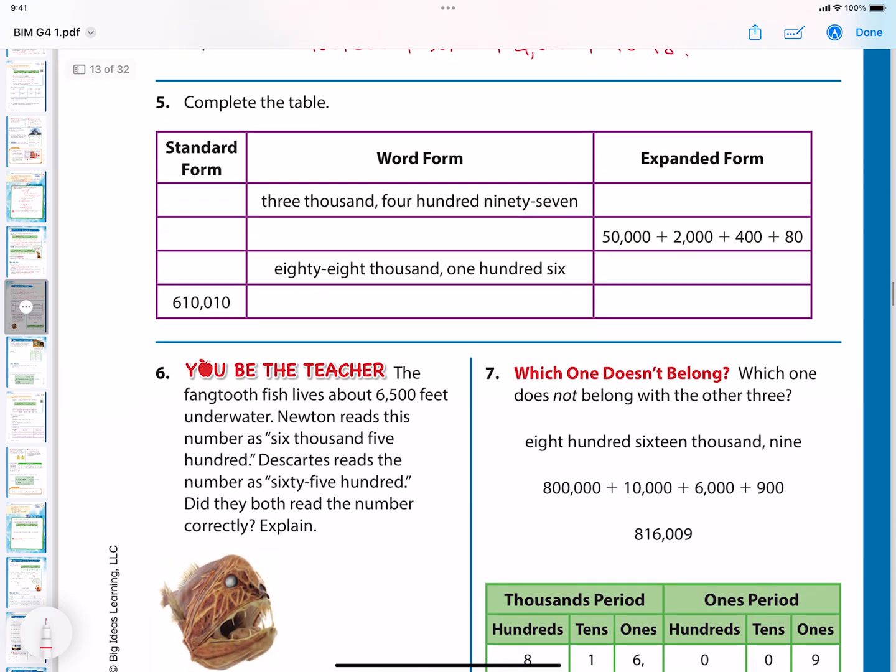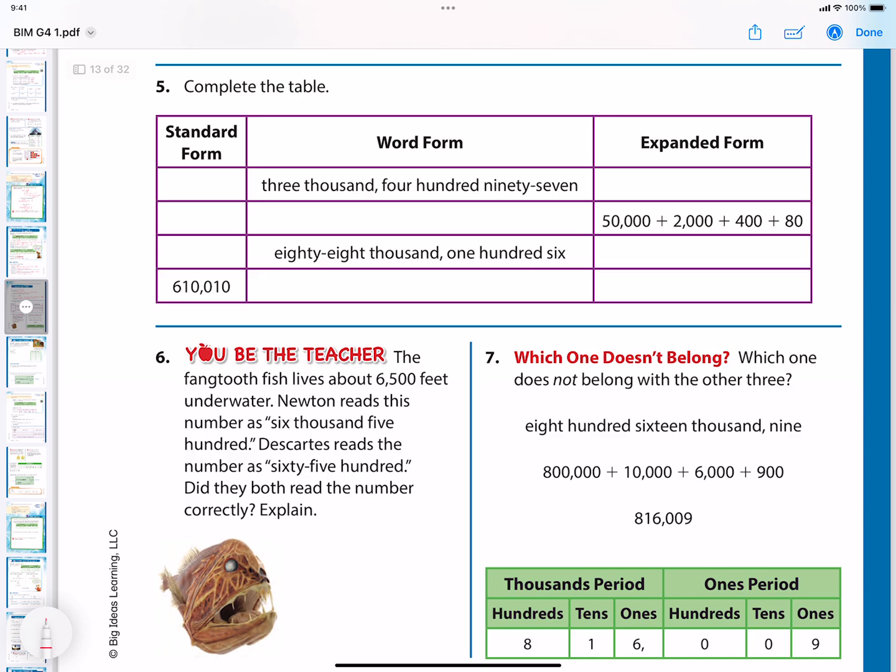Now number 5, complete the table. Last year, many of my fourth graders had kind of a problem with this question. This is kind of simple, okay, if you take your time. It's not complicated, okay? But when you see this type of question, you think it's complicated and takes time. Yeah, it might take you time, but it doesn't matter. It's not complicated if you spend time.